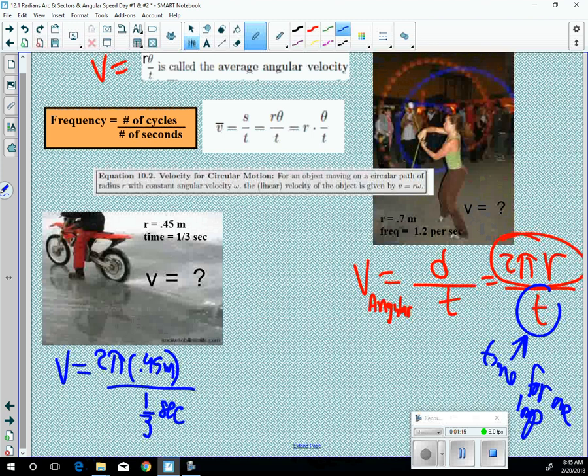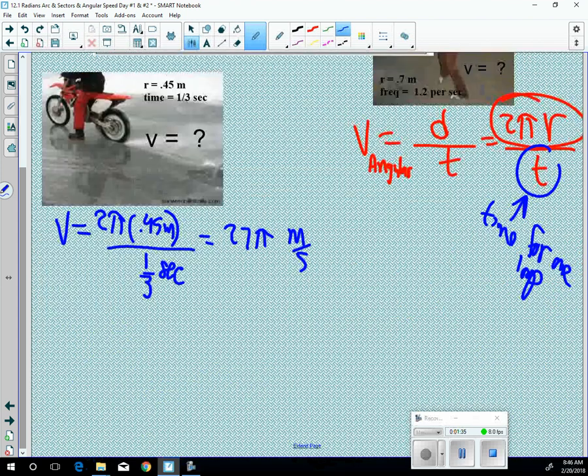I might need your help here. Would you take your calculator? 1/3, the 3 goes on top, 6. Let's see, 2 times 0.45 is 0.9. 0.9 times 3 is 2.7. What is 27 times pi? Could you get that for me with your calculator? That's what this is if you simplified it. 27 times 3 is somewhere around 80-some. 84.8. Thank you. Okay, so that's meters per second.